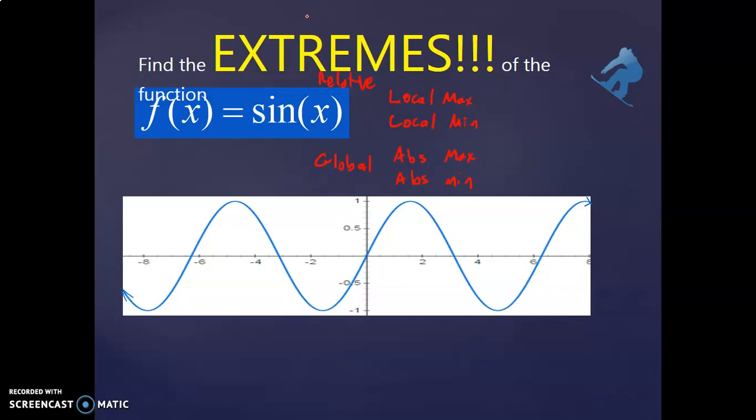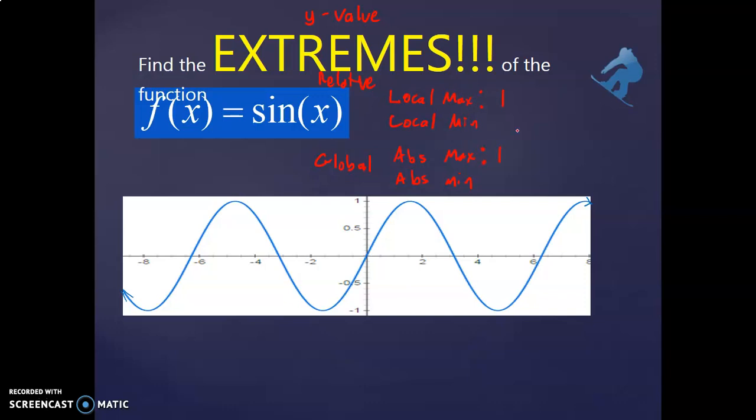And whenever we ask for an extreme, we're asking for the y value because that is the actual max or min. Now the sine function bounces back and forth between 1 and -1. So my local max is 1, and it happens at a bunch of different places. Pi over 2, and then 5 pi over 2, -3 pi over 2. So it'll happen at lots of places, but the extreme is just what is the y value at the max.